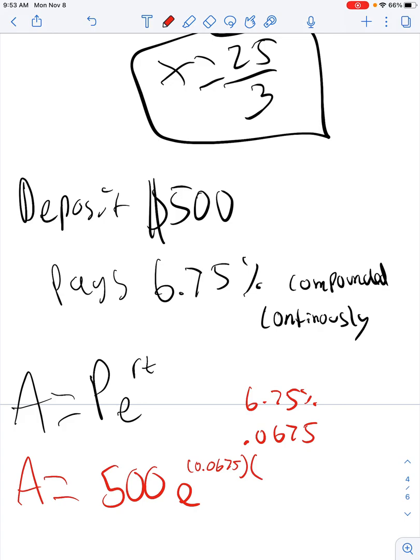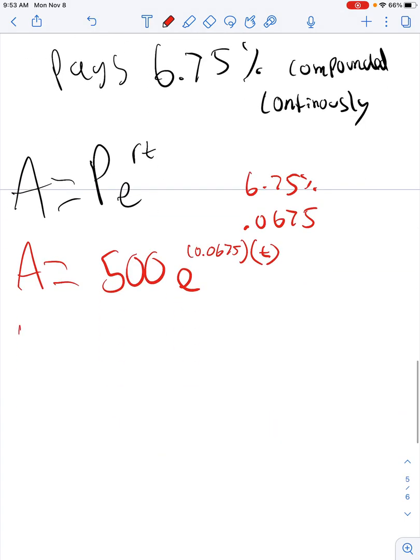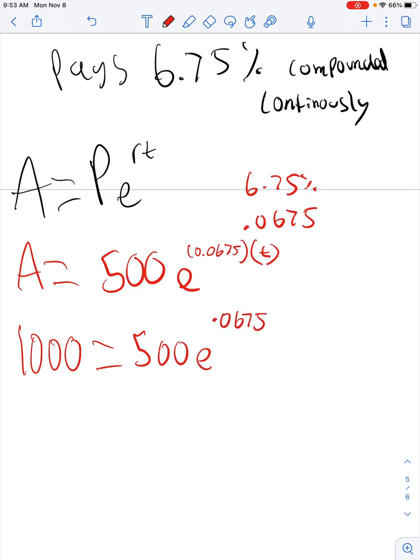So 0.0675, and my time is, well, we don't know what the time is. So let's say that we want to figure out how long it is going to take for my account to get to $1,000. So instead of having it equal A, I'm going to say, all right, I want my account to be $1,000. Let's figure out what the time is. So 0.0675t.